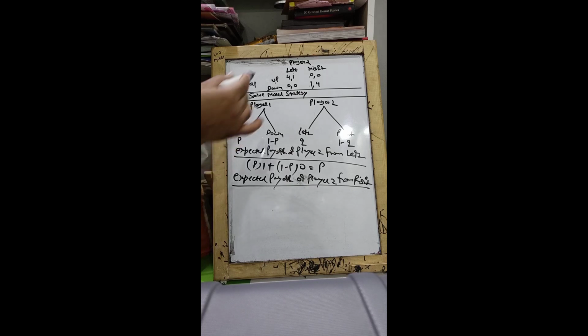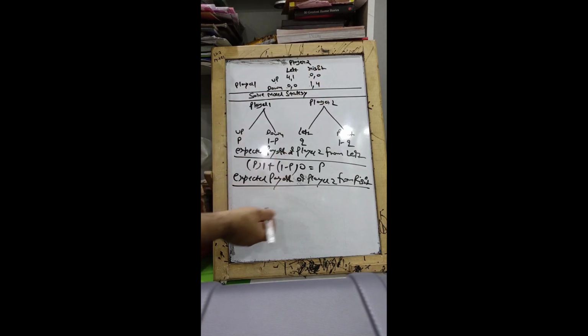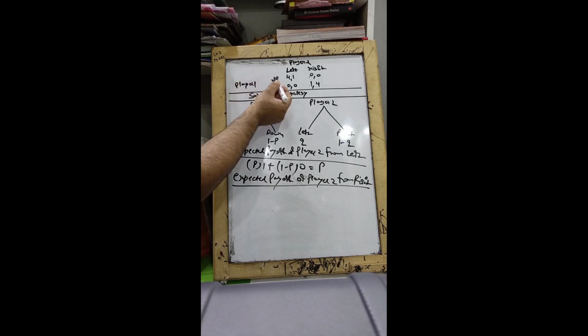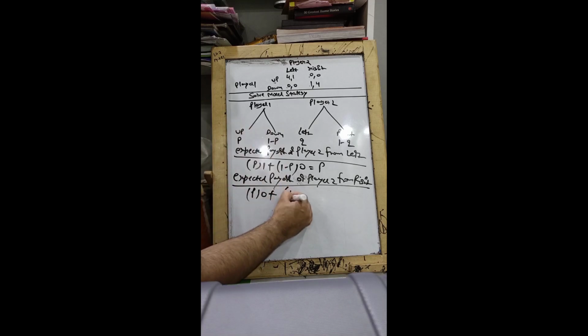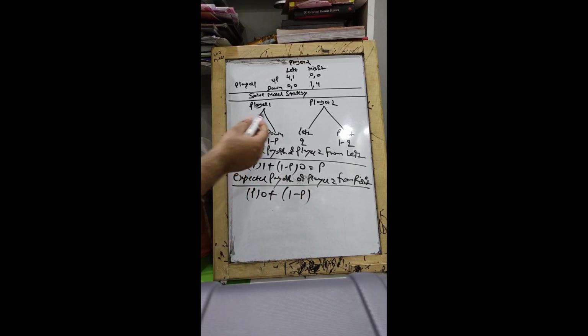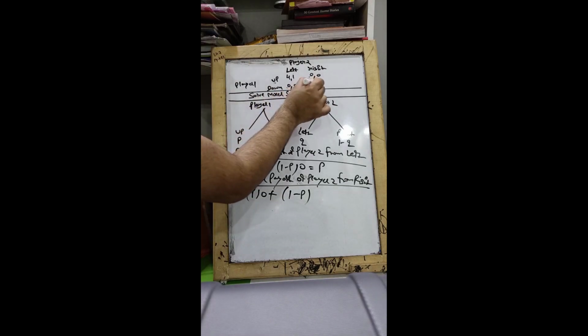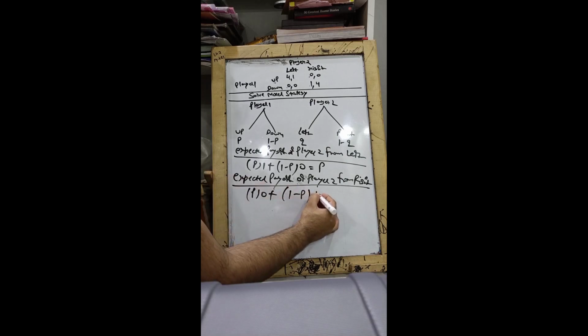So expected payoff of player 2 from going right. Now don't you think he has committed himself to go right? So his expected payoff again shall depend upon what player 1 does. If player 1 goes up, that is the probability p, player 2 is gonna get a 0. Now if player 1 goes down, the probability of which is 1 minus p, then guys, he has committed himself to go right, and what player 2 is going to end up with is 4.